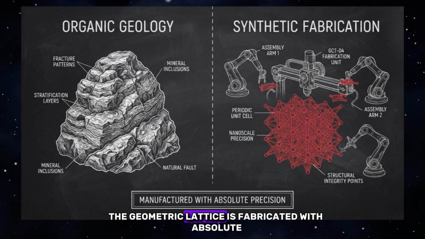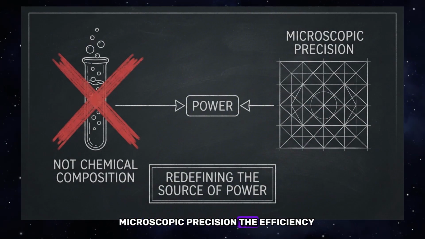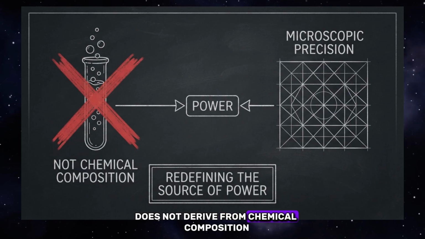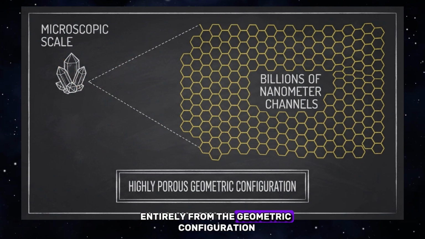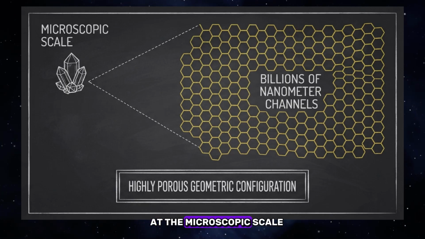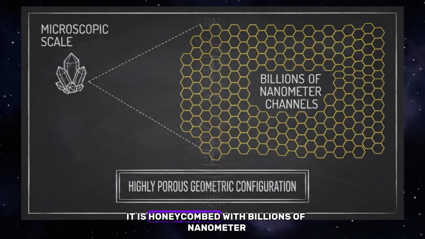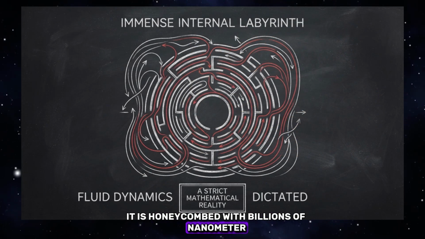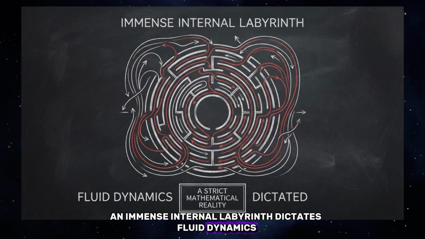The geometric lattice is fabricated with absolute microscopic precision. The efficiency does not derive from chemical composition. The power originates entirely from the geometric configuration at the microscopic scale. The crystalline structure is highly porous. It is honeycombed with billions of nanometer scale channels. An immense internal labyrinth dictates fluid dynamics.